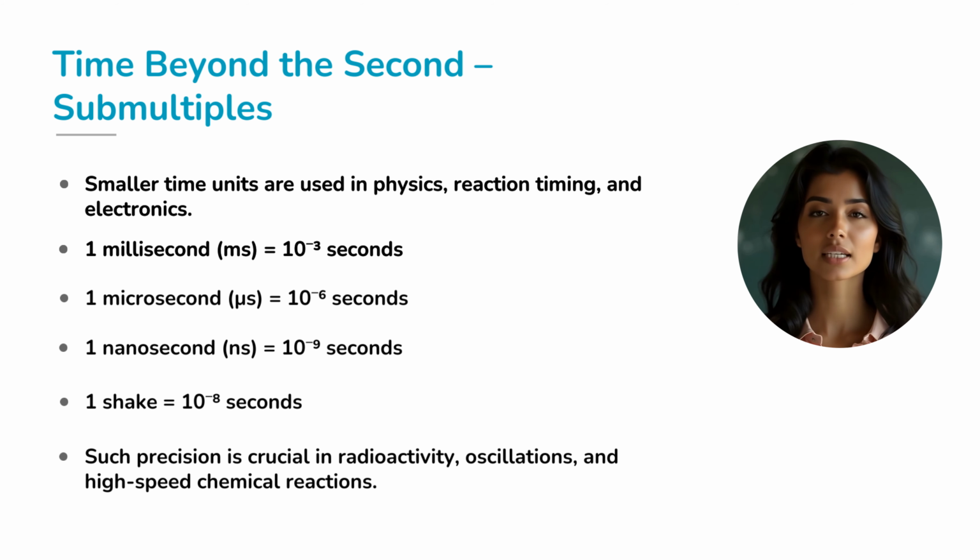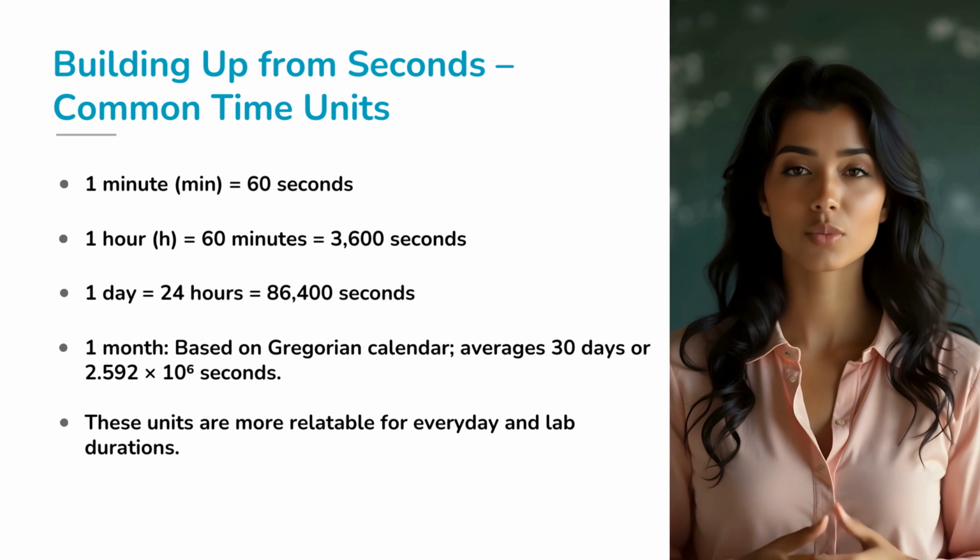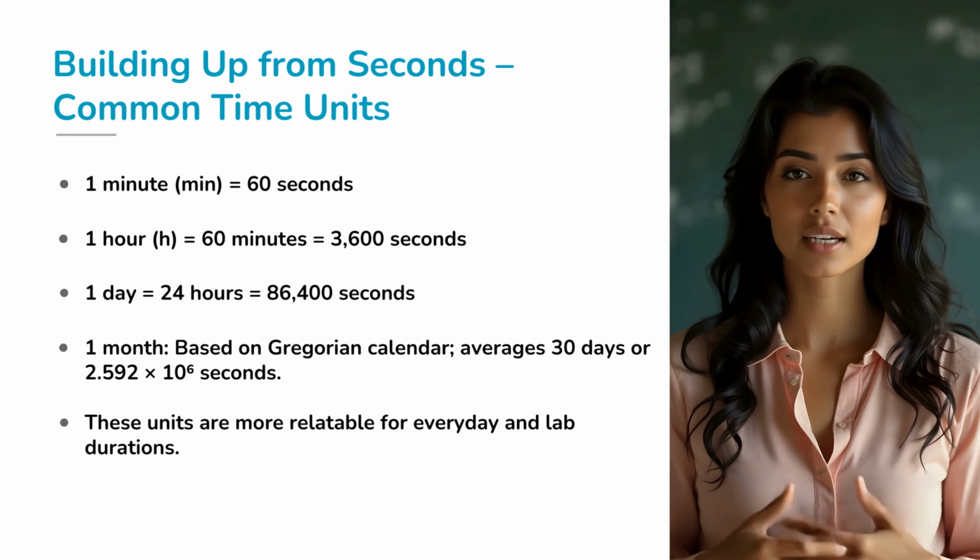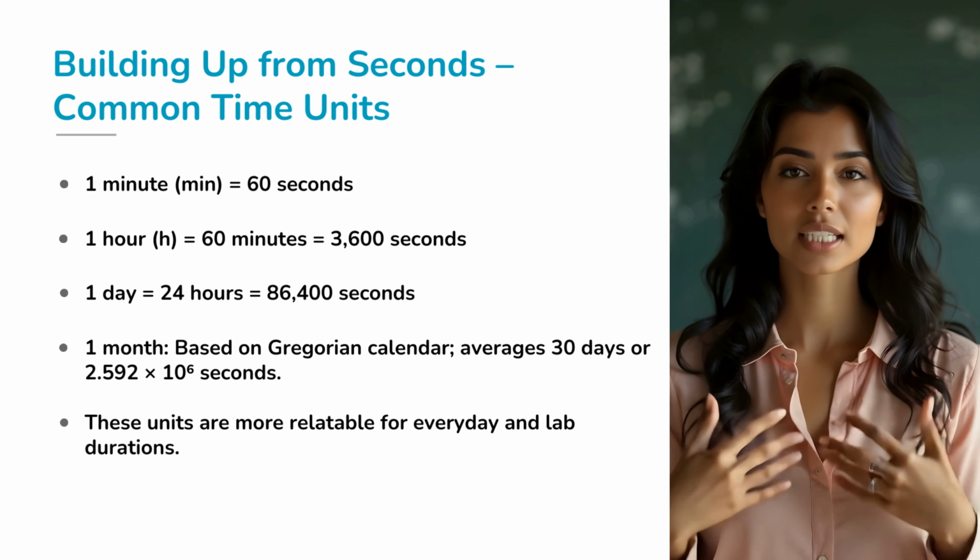And even shorter still, in nuclear reactions, we sometimes use a quirky unit called the shake, which equals 10 to the power minus 8 seconds. These incredibly small durations are used when reactions happen faster than you can blink. So, whether you're watching molecular vibrations or triggering rapid chain reactions, these subunits let you measure it all with razor-sharp precision. Let's now zoom out and build upwards from seconds into time units you use every day.